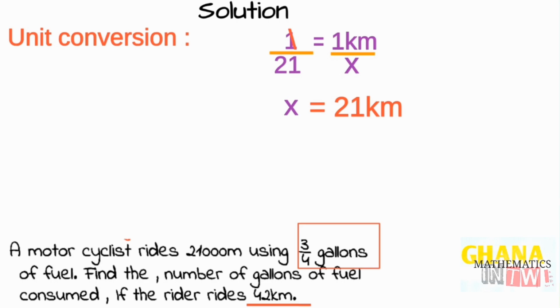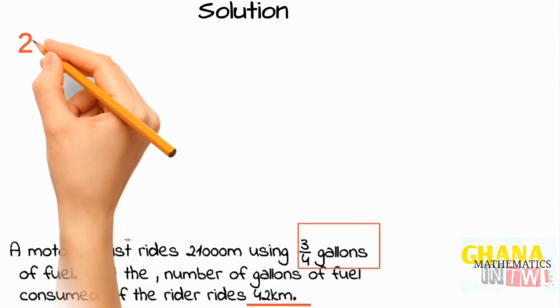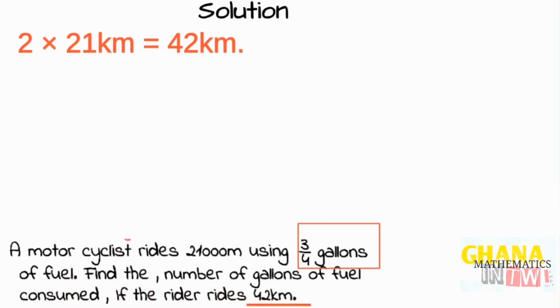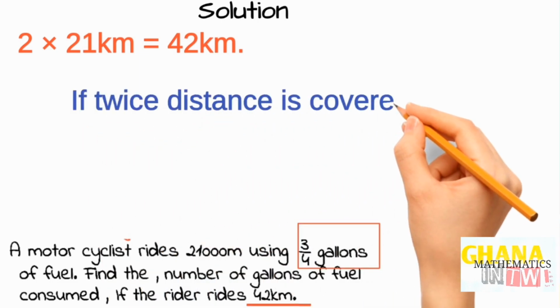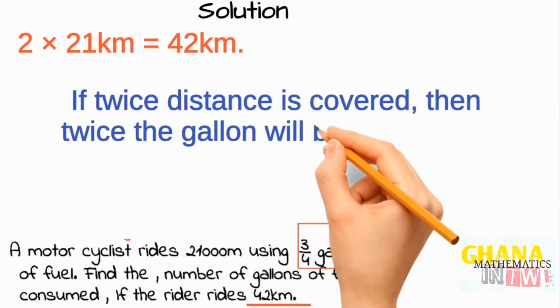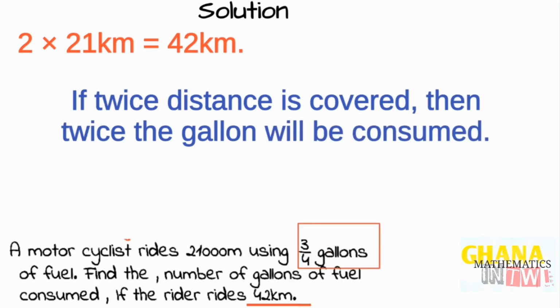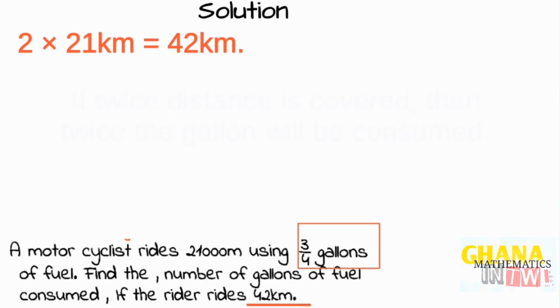So have you seen this 3/4 gallons? And the rider also rides 42 kilometers, right? I've underlined it with red color. Okay, let's dive deep into it. 2 times 21 km is equal to 42 km. That's great. It means that if twice the distance is covered, then twice the gallon will also be consumed. Hence, twice the gallon is 2 times the amount of fuel, which is 3/4.